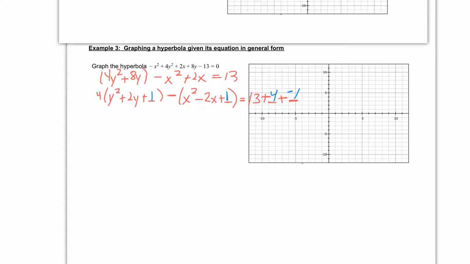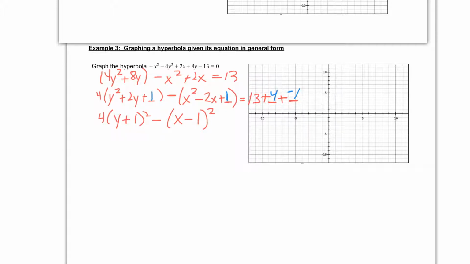Now I can go and complete my square. So I'm going to end up with 4 times y plus 1 squared. That's coming from taking the square root of y squared, which gives me y, and taking the square root of 1, which gives me 1. And I always use the first sign that I have in here down here. Then I have minus x minus 1 squared. Again, the square root of x squared is x, I take the first sign here, and then the square root of 1 is 1.